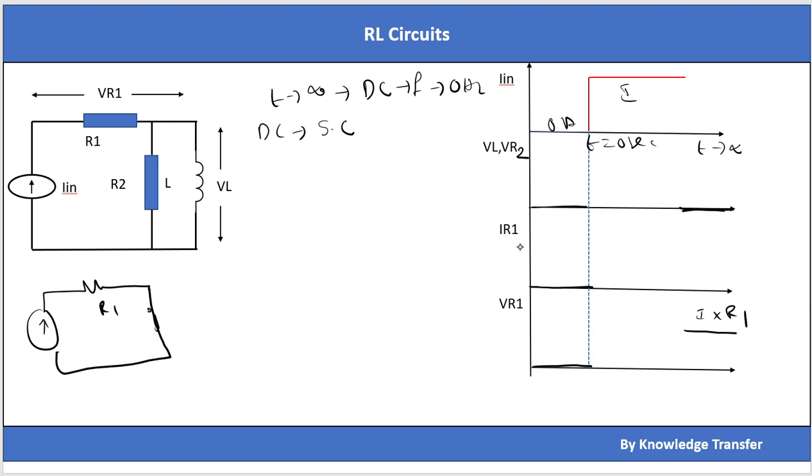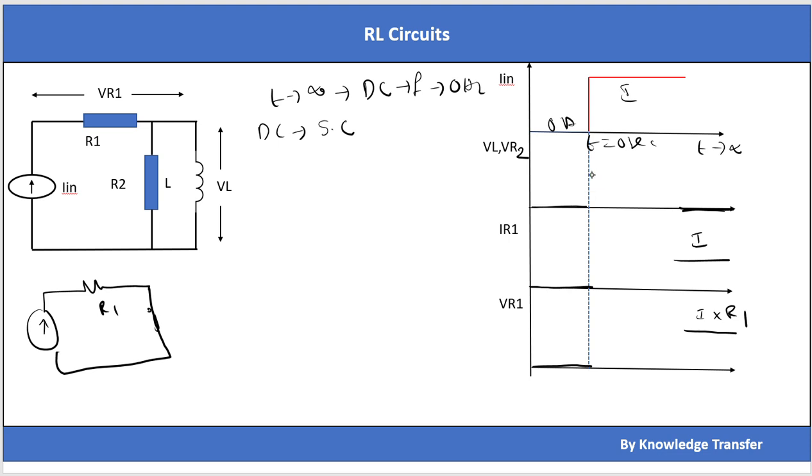But let's see what the IR1 is. IR1 is equal to I only, because there is no current division here. IR1 is equal to I only, and IR2 will be 0 ampere. Why? Because there is no current flowing through R2; the whole current is flowing through L.